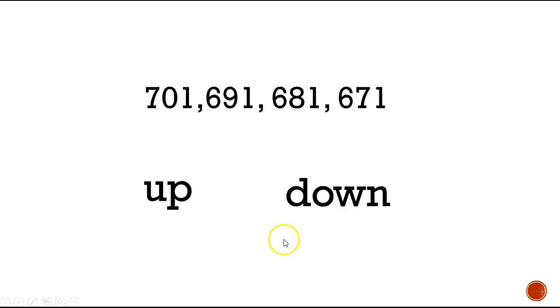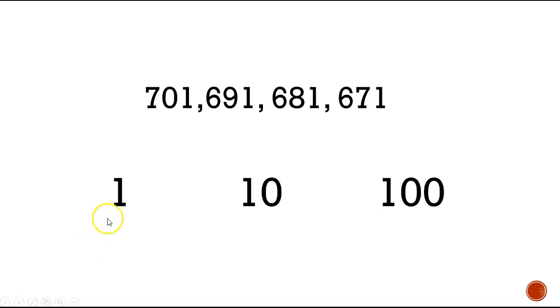Alright, let's look at these here. We need to figure out, are these numbers going up or are they going down? Right, these numbers are going down. Now we need to figure out, are they going down by ones, tens, or hundreds? Right, they're going down by tens.